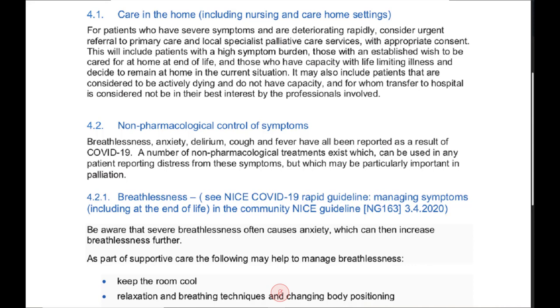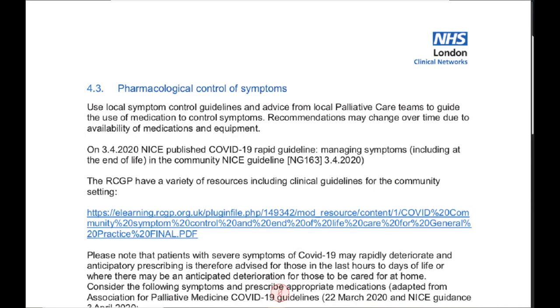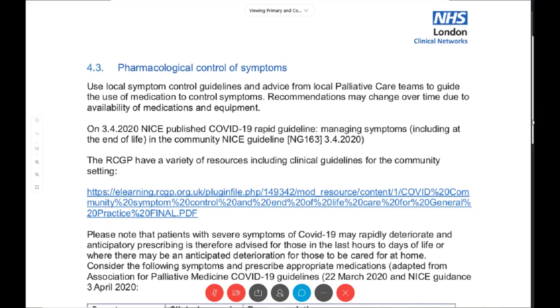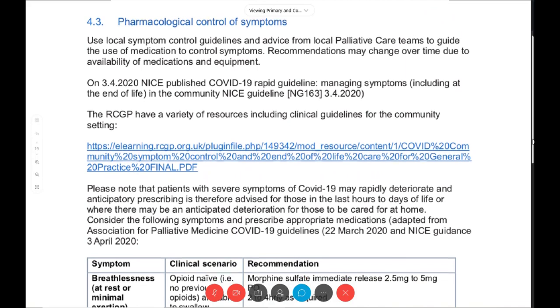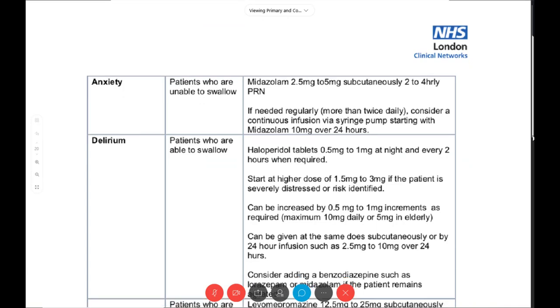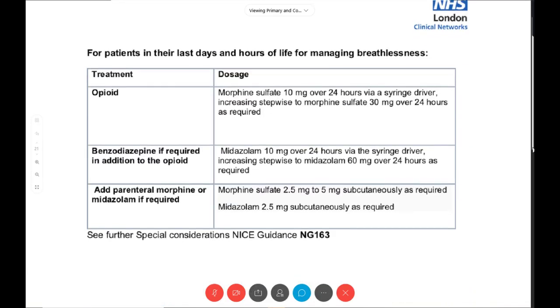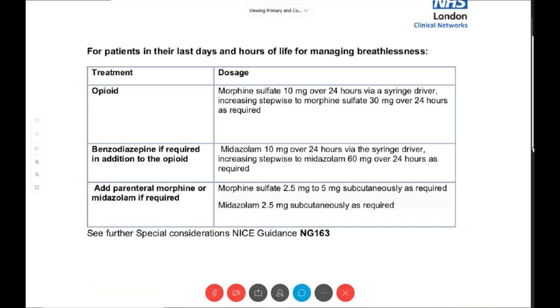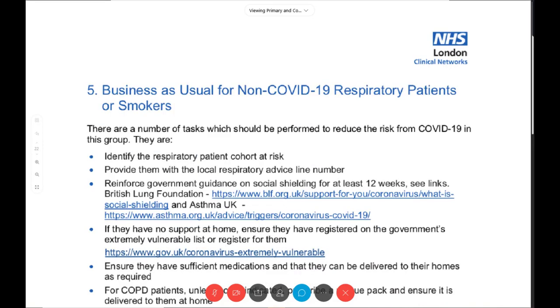So the guidelines go through, as we said, the non-pharmacological management of breathlessness, and then also the pharmacological management of both breathlessness and anxiety. So it gives you a range of treatments that you can use in these settings. Getting towards the end, I'm pleased to say. So this is again just a reiteration of how we can manage their breathlessness.